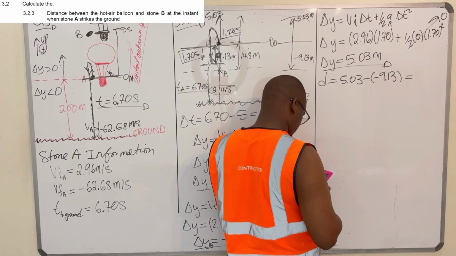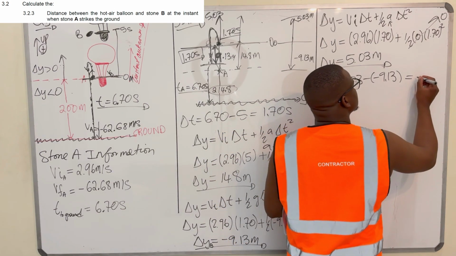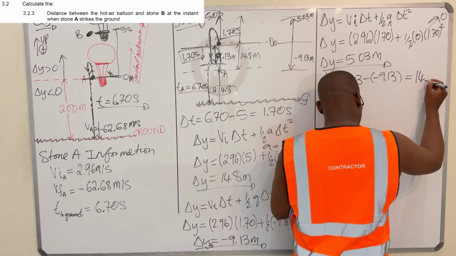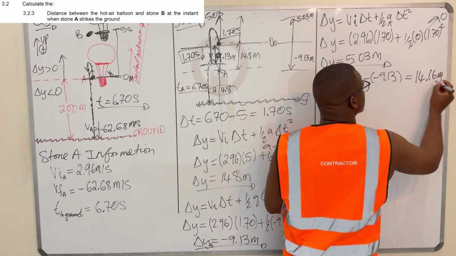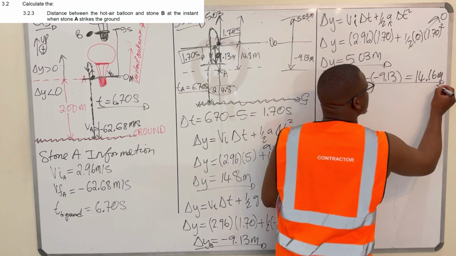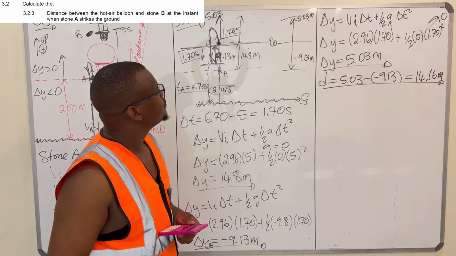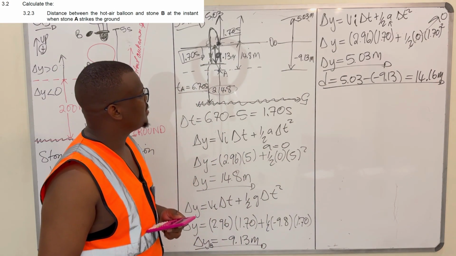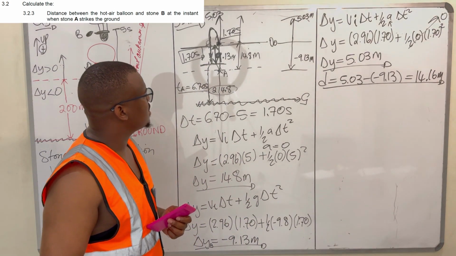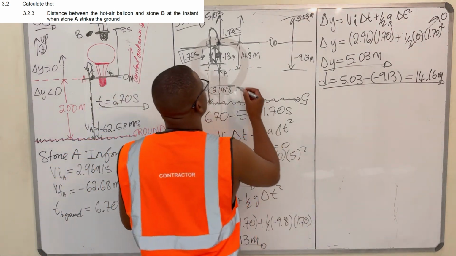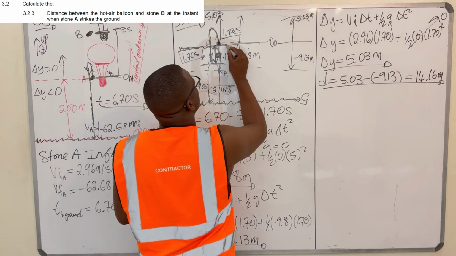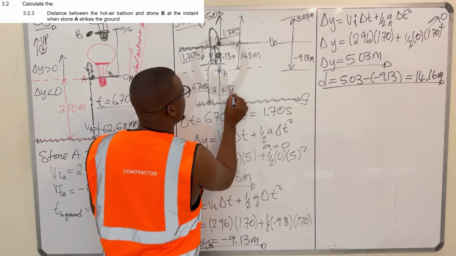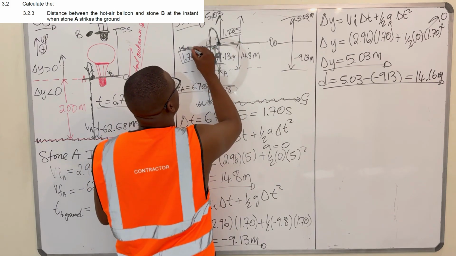So the distance is 145.16 meters. This is the first way in which you can find it. Another way that you can find this displacement: you can say, okay, I know the height here. The height is 214.8, the whole height up until this point here.